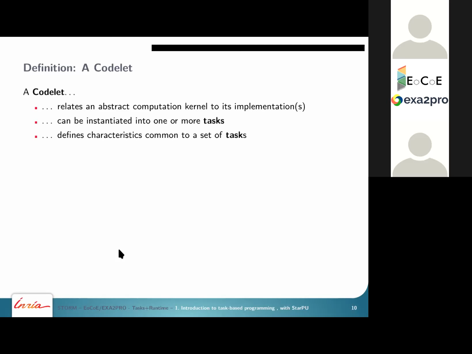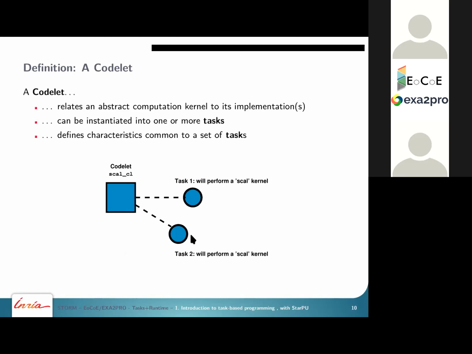Basically, the codelet provides the common information of the different tasks. Which kind of data does it take? Which are the pointers to the implementations of the task? So the codelet here gathers the implementations, and from there we can create different tasks. We have two tasks here which perform the same kernel, because the kernel is described by the codelet.